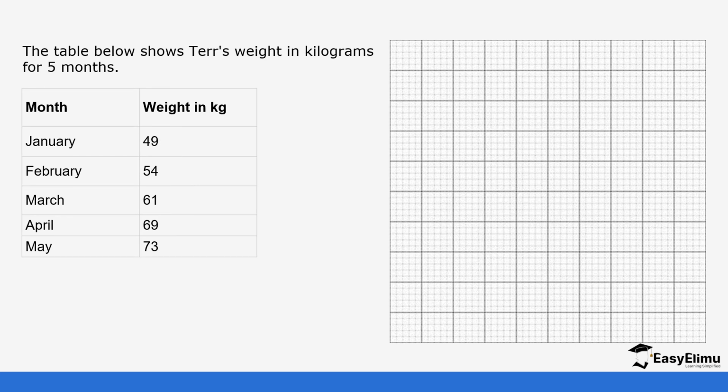So we have the table that shows Terry's weight in kilograms for 5 months. So we will have the months on the x-axis. So let's show that. And then we will have weight in kilograms on the y-axis.